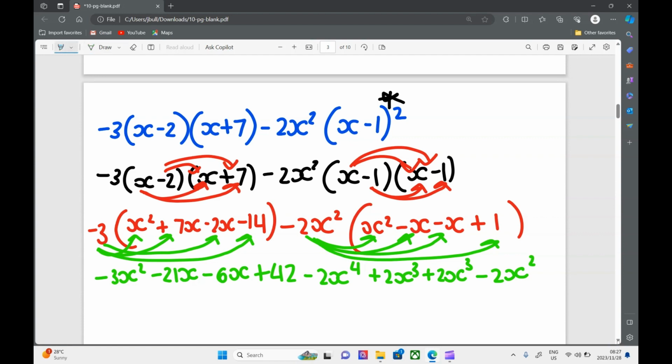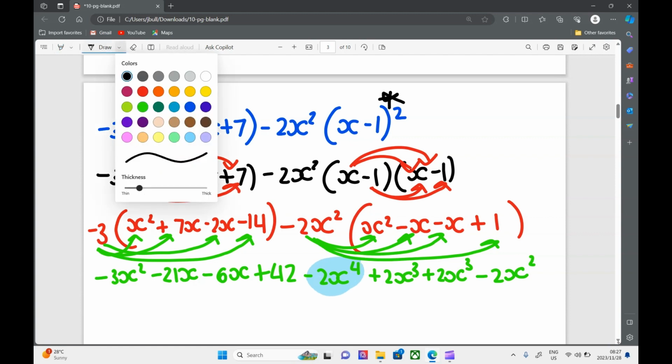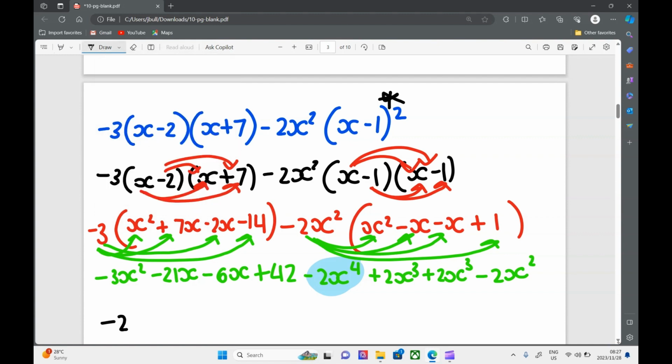So first of all, what's our biggest exponent? x⁴. Just for good practice, we're going to put this one first. Our biggest exponent is minus 2x⁴. I don't have anything I can add that to, there's no other x⁴s. So next, let's do the x³s. I've got plus 2x³ plus 2x³, so that's going to be in total 4x³.